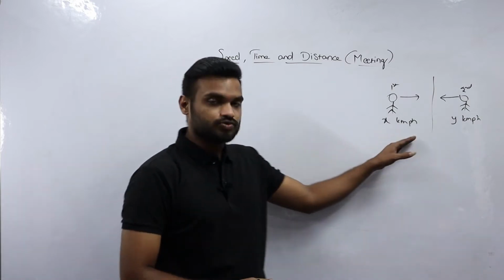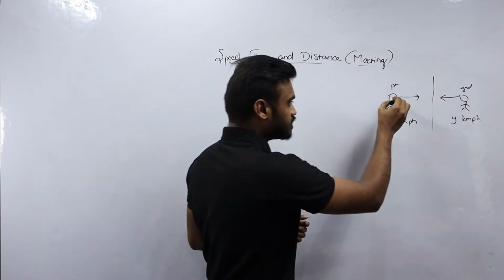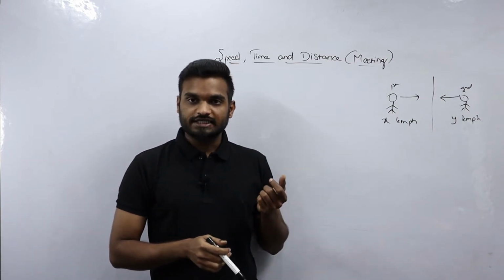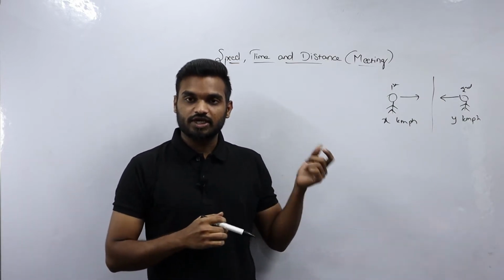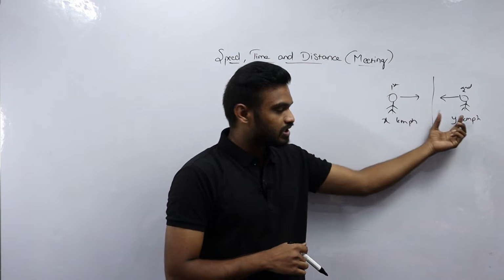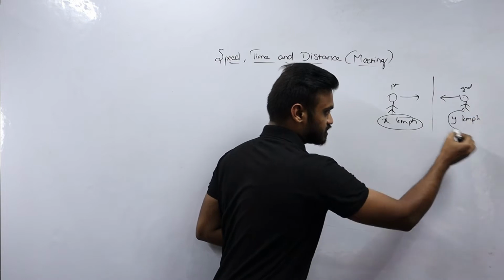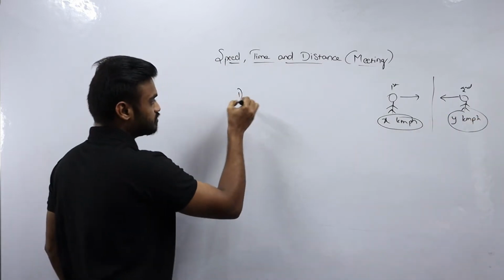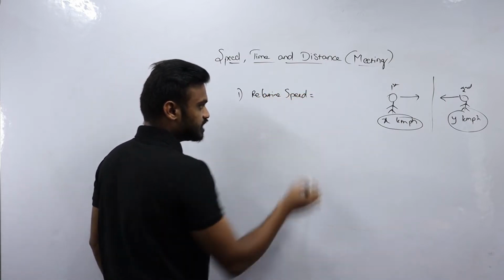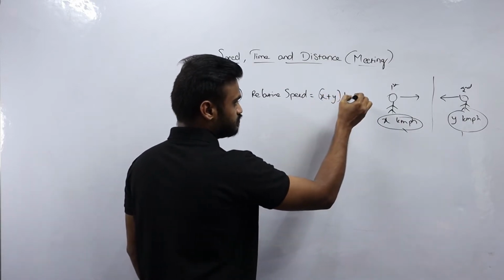Here both persons want to meet each other, so both persons are traveling in the opposite direction, that is, the first person toward the second person and the second person toward the first person. Now in the previous tutorial, in chasing, when both persons are traveling in the same direction, the relative speed became the difference of the first and second person speeds. But here both persons are traveling in the opposite directions. That's the reason the relative speed becomes the addition of both the first and second person speeds. Okay, x plus y km per hour.